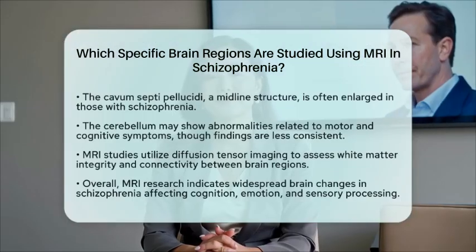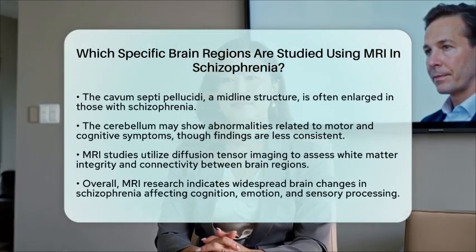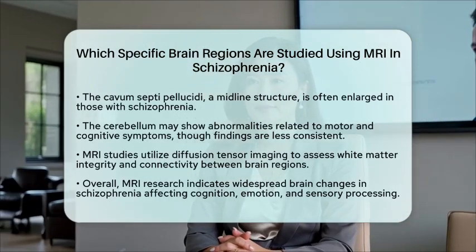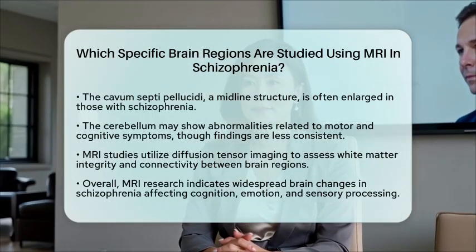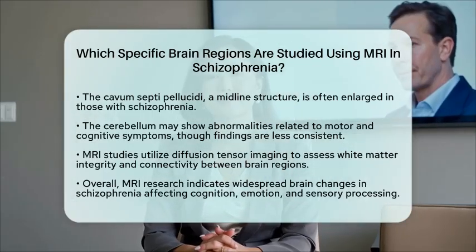Finally, MRI studies also focus on white matter integrity. Techniques like diffusion tensor imaging are used to assess connectivity disruptions between different brain regions.